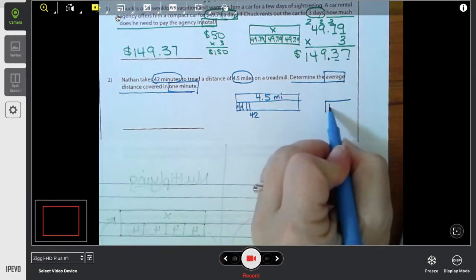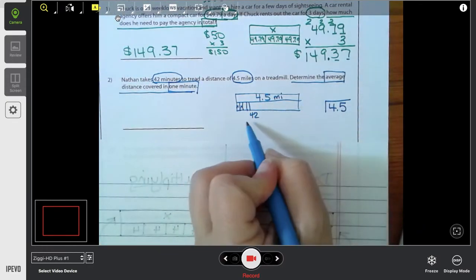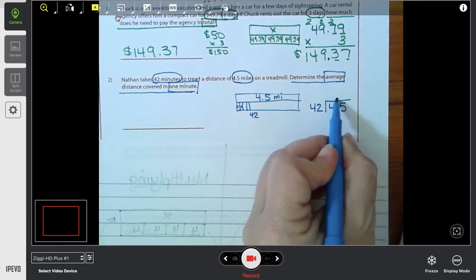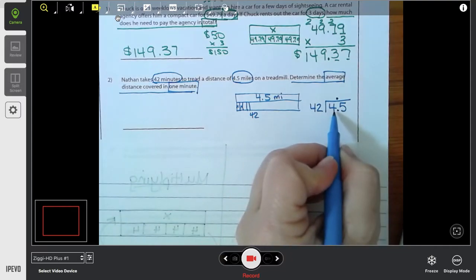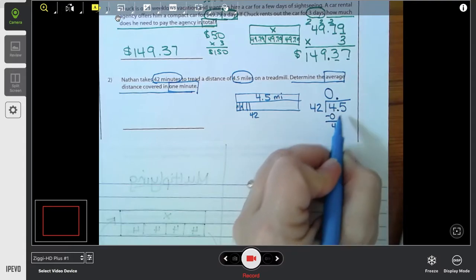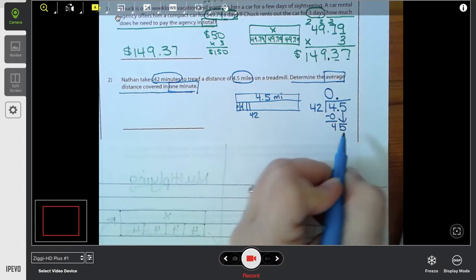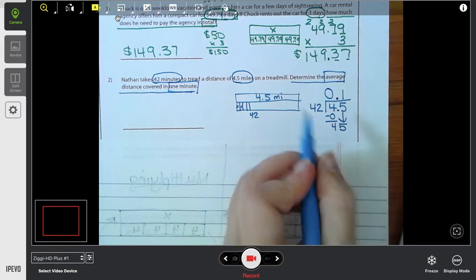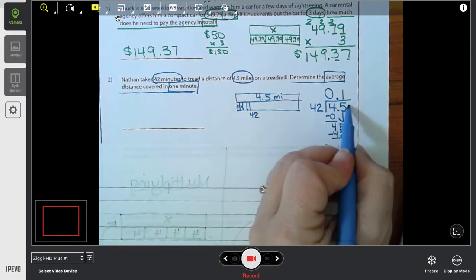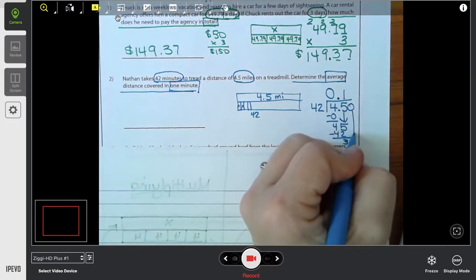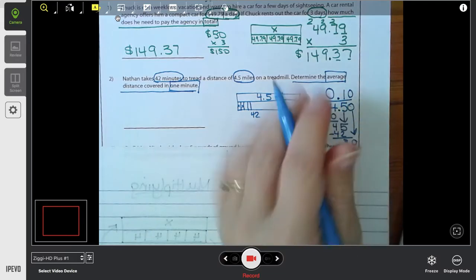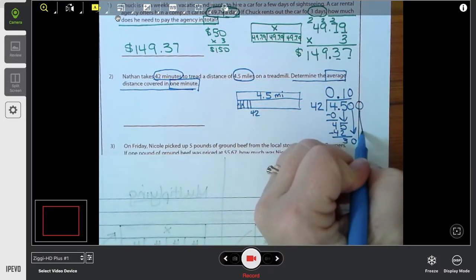So we're going to take 4 5/10 of a mile divided by 42. The decimal's on the inside, so we're going to raise it straight up. How many 42s go into 4? None. Bring down the 5. How many 42s go into 45? 1. Left over with 3. We're going to annex a 0 and drop it on down. How many 42s go into 30? None. So we're going to annex another 0.